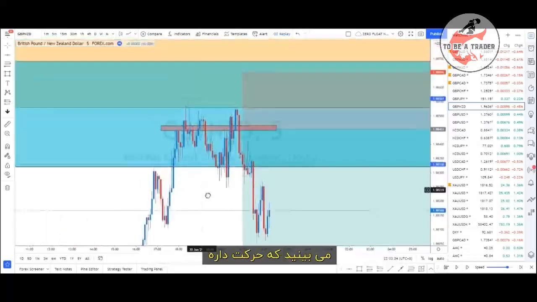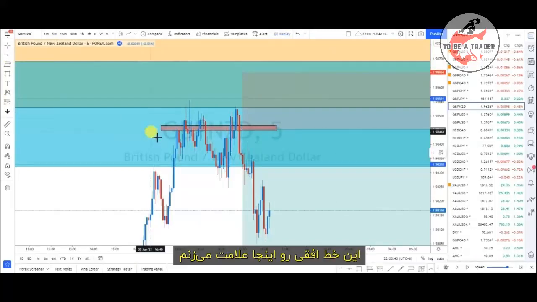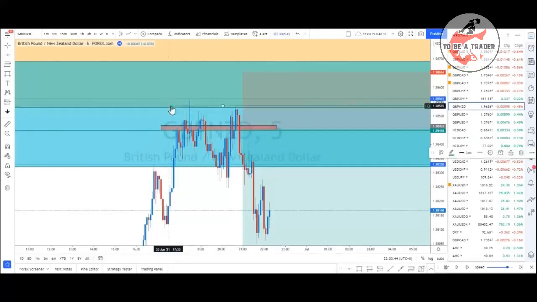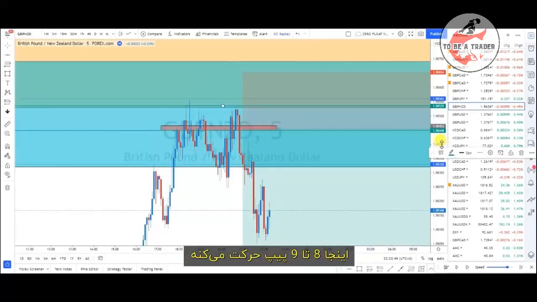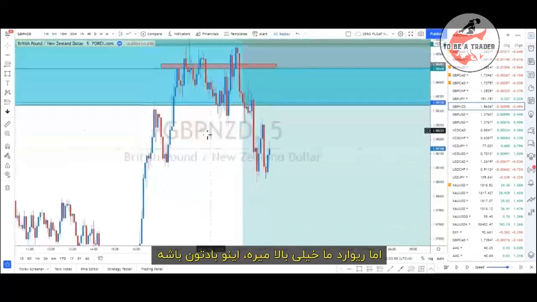As we can see, it floats. For how many pips does it float? From the entry point that we have here. So I'm going to mark this horizontal line here and I'm going to mark here. So it floats around 8 to 9 pips. 8 to 9 pips floating to me is okay. 8 to 9 pips floating for GBP pair. But my reward is going to be very high. Remember that again guys.